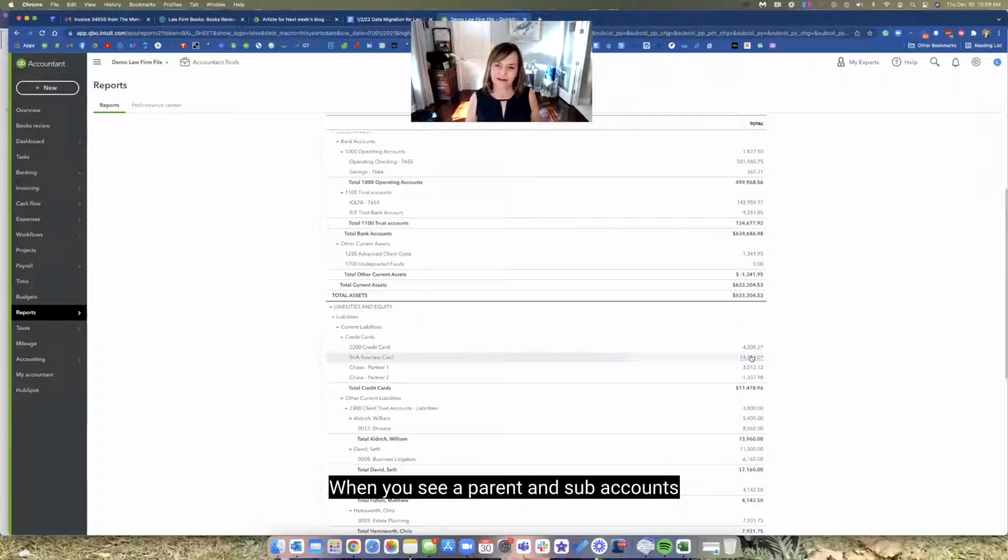When you see a parent and sub accounts laid out here, the subs equal the total of the header. Remember, we talked about headers. We don't want to see anything sitting in the header. In this case, you do, because sometimes the payment lands there, but the transactions are in the sub accounts because people are using their credit cards. And it's just a journal entry. You just need to make a journal entry to true up the balances.